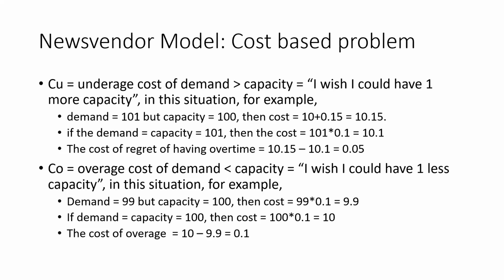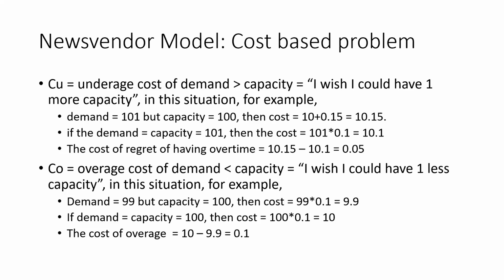But if the demand is equal to capacity, then the cost is 101 times 0.1. I got 10.1. So the cost of regret of having overtime is 10.15 minus 10.1 equal to 0.05. So that's basically your underage cost, CU. So underage cost is the marginal cost. It's basically based on 1 unit. So at that time Q is 1, then 0.05 times 1 is 0.05.